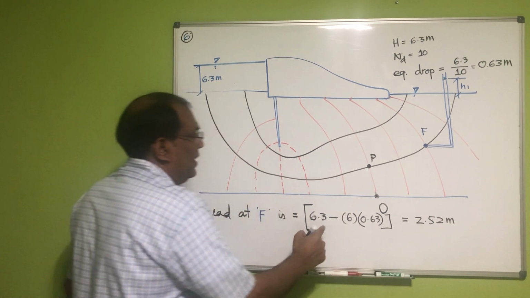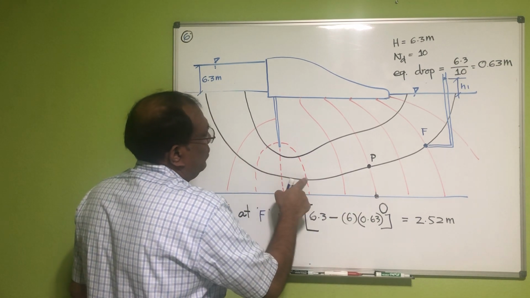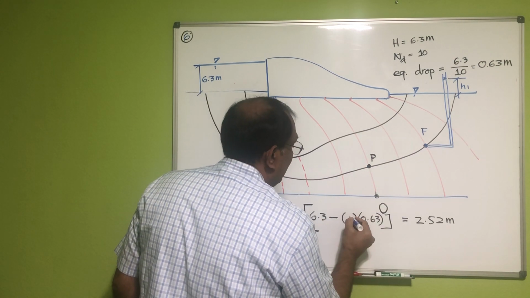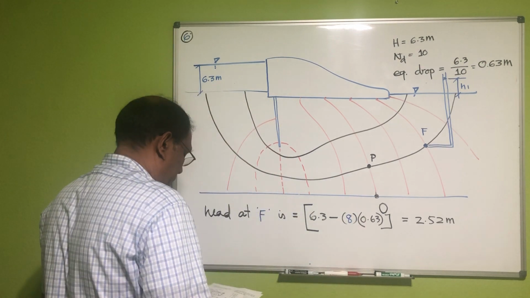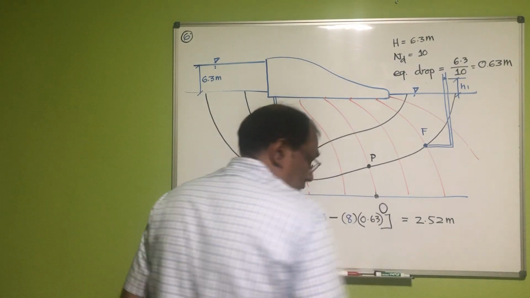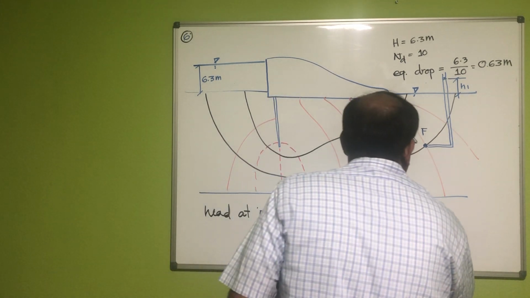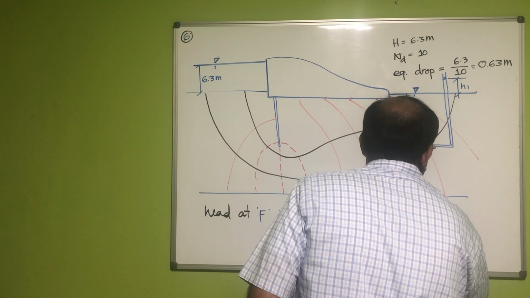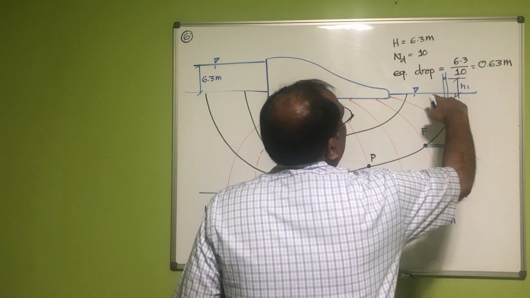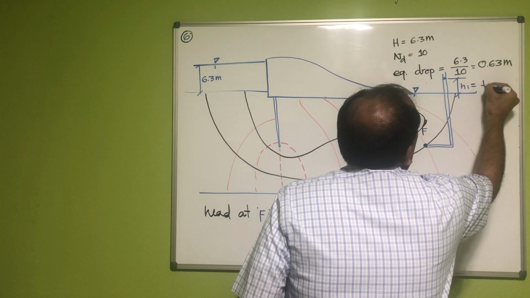So head at F is 6.3 minus how many drops here? 1, 2, 3, 4, 5, 6, 7, 8 drops. So this one has to be 8 here. And in that situation, that will be 1.26. So that's above this water level here. So this one has to be 1.26.